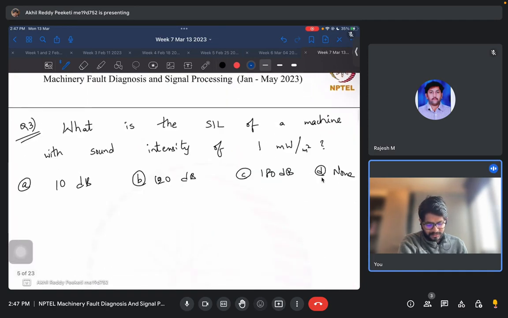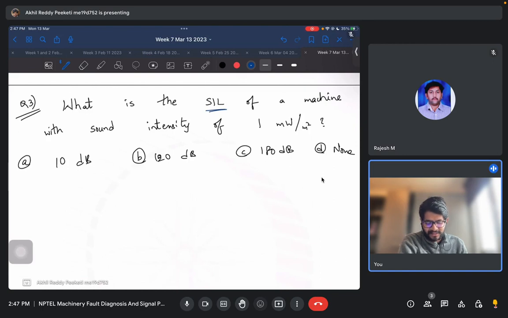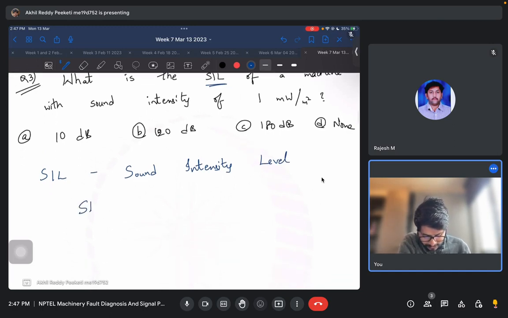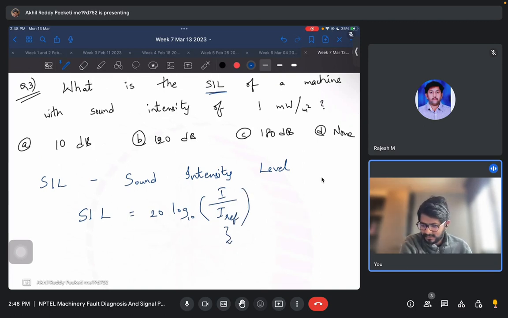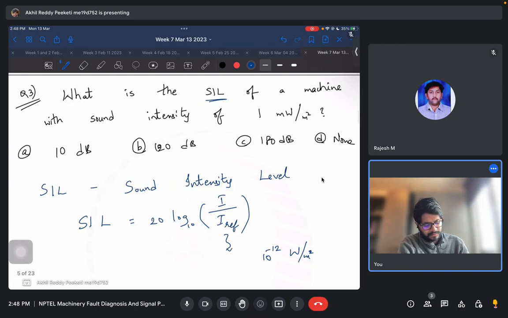Next we have one more similar quantity called SIL. SIL is sound intensity level. SIL is again 20 log 10 of I by Iref, and here Iref is 10 power minus 12 watt per meter square. Here we know the current sound intensity is 1 milliwatt per meter square, and the reference is 10 power minus 12 watt per meter square. So can we calculate the SIL?